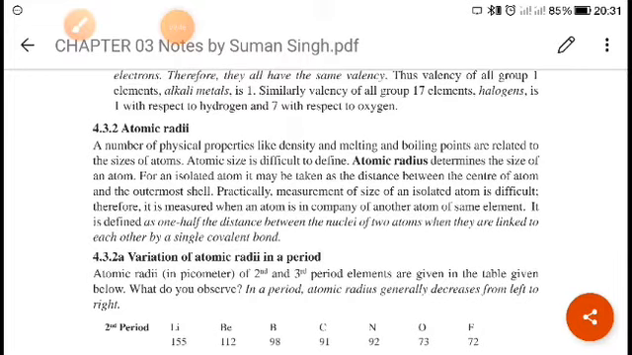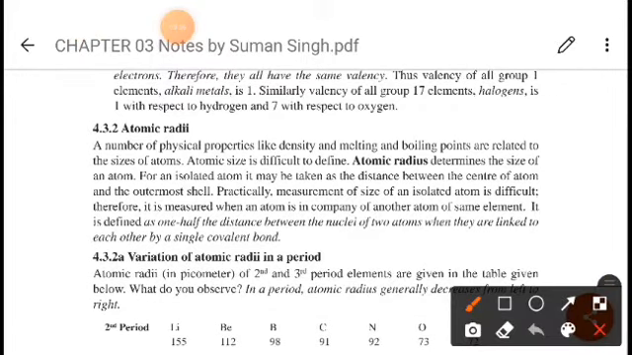Now after atomic radii, we have crystal radii, or sometimes you will see atomic radius, or in some books metallic radius. So what is this metallic radius, atomic radius or crystal radius? It is defined as half of the internuclear distance separating two adjacent atoms in a metallic lattice. When we talk about the metallic radius, it will be like this. One atom is here and another one is just touching it.